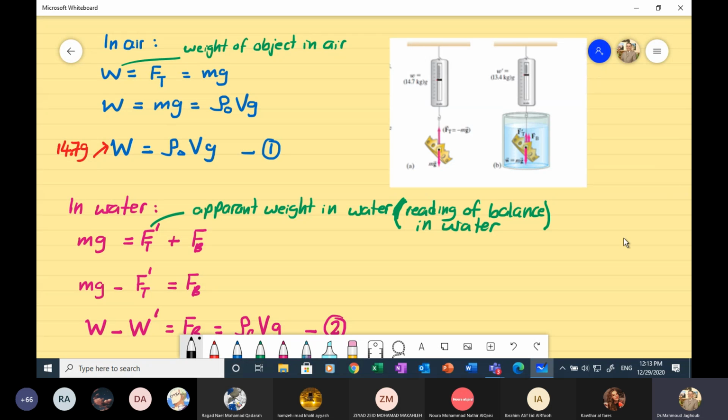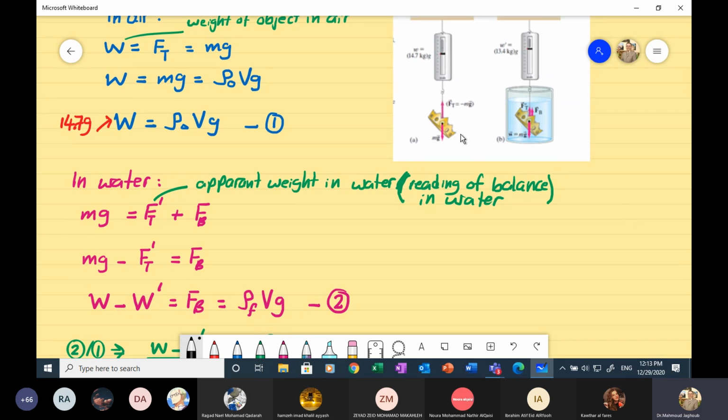Now we go to the case in water. Look, what forces act on it in water? Its weight downwards, mg. The weight of the object, mg, equals Ft prime. Ft prime is the new reading of the balance in water. So why is Ft prime smaller than Ft? Because you have another force now acting upwards, which is the buoyant force.